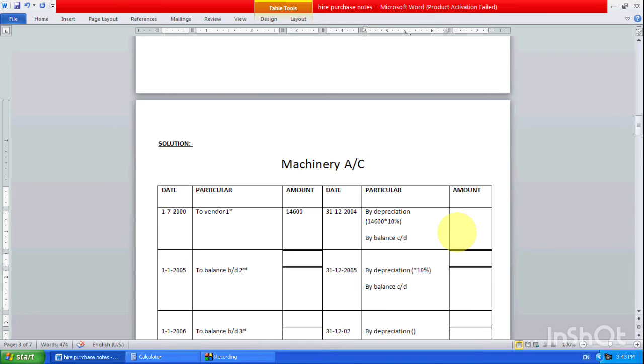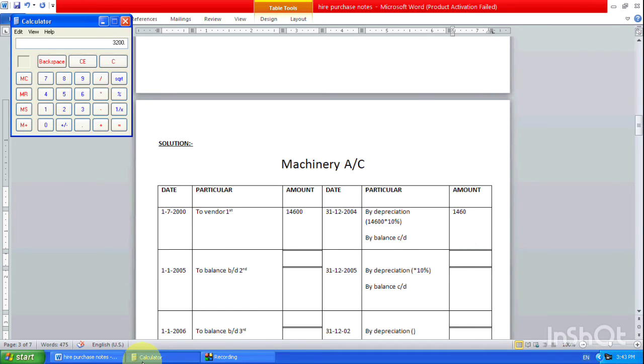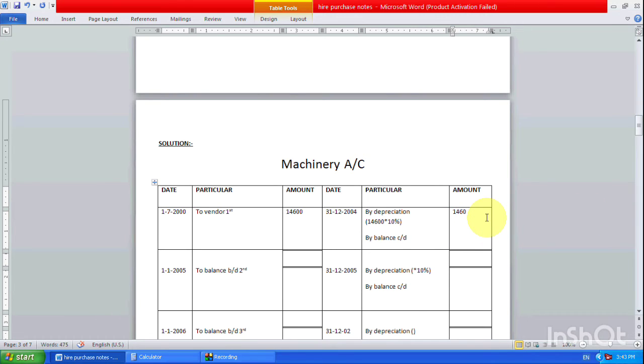14,600 into 10% means 1,460. Deduct these 1,460 from 14,600. Then we will get the balance carried down. Okay, so let's see on a calculator. 14,600 minus 1,460, so 13,140 is the balance carried down amount.